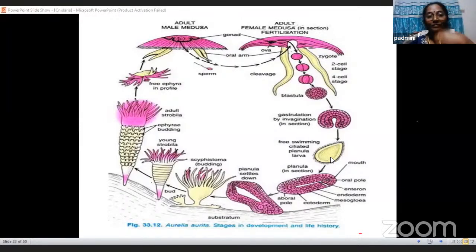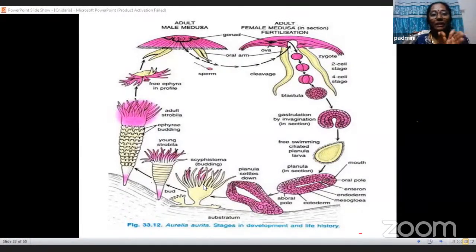The planula larva, once it is swimming freely in the water, after some time they attach to a substratum, and once they are attached to the substratum, development occurs. They form into scyphistoma. Scyphistoma, with the help of the tentacles, they have those nutrition. They grow to form a young strobila. Strobila divides into buds because of the nutrition that they're getting. And from young strobila, they become an adult strobila.